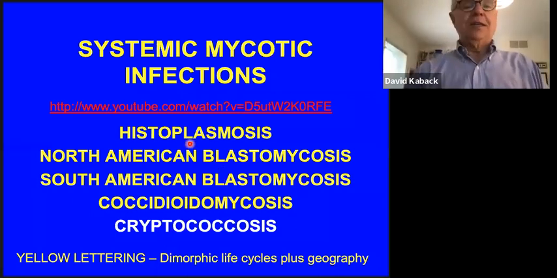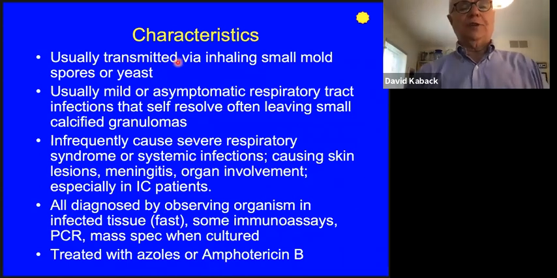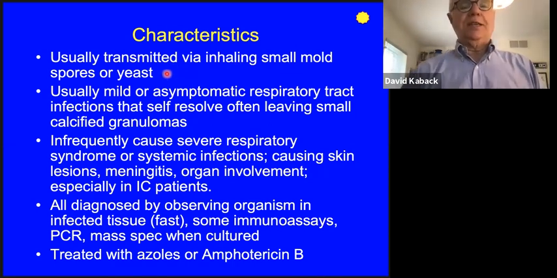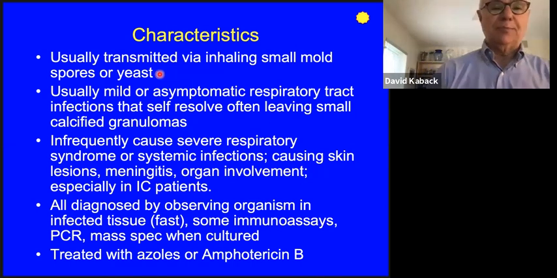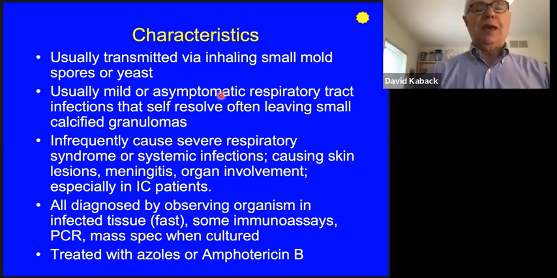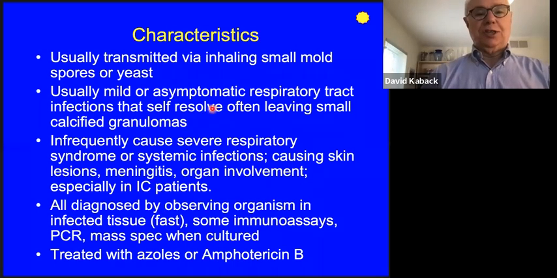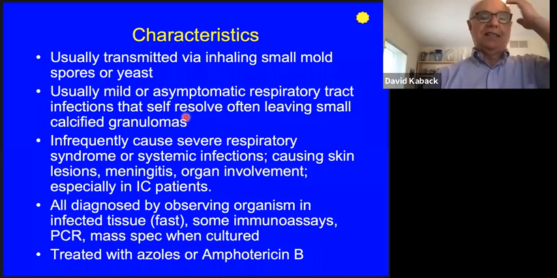With that in mind, these infections are all transmitted by inhaling either small mold spores or, in the case of cryptococcosis, usually a yeast cell, but sometimes a spore. They usually produce a mild or asymptomatic respiratory tract infection in an immunocompetent person. These infections usually self-resolve, and if you get one that's deep-seated in the lungs, it may resolve leaving small calcified granulomas. This is important in the sense that these used to be confused for tuberculosis.